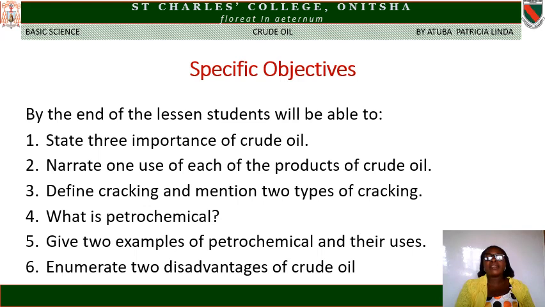By the end of the lesson, you students will be able to: 1. State 3 importance of crude oil. 2. Narrate one use of each of the products of crude oil. 3. Define cracking and mention 2 types of cracking. 4. What is petrochemical? 5. Give 2 examples of petrochemicals and their uses. 6. Enumerate 2 disadvantages of crude oil.